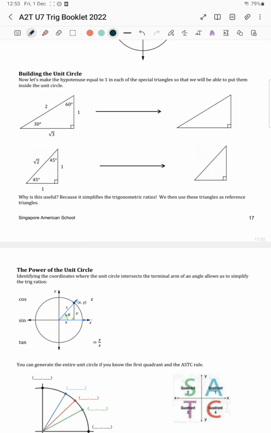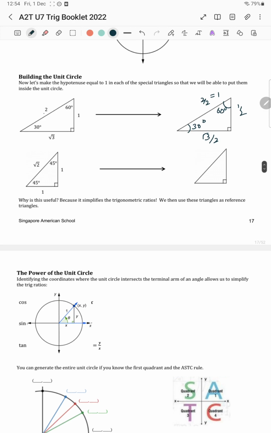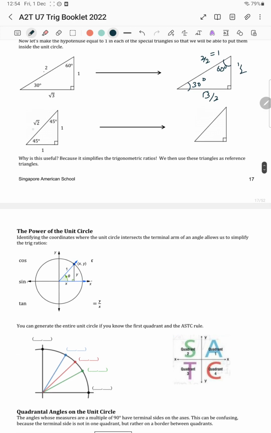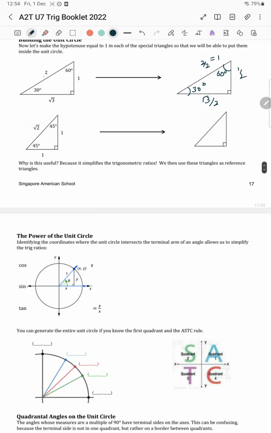Now let's make the hypotenuse equal to 1. So to make the hypotenuse equal to 1, we will divide by 2. For making this hypotenuse equal to 1, we will divide by square root 2.